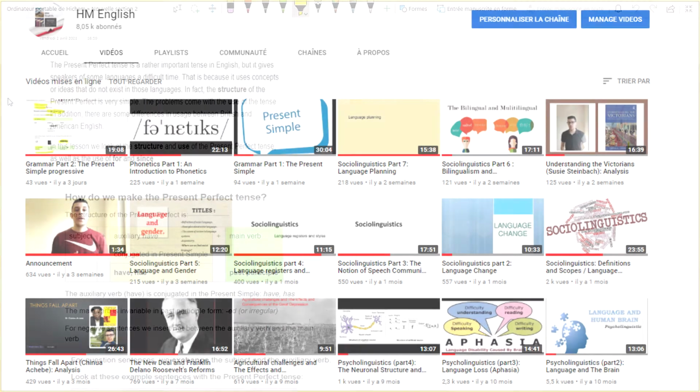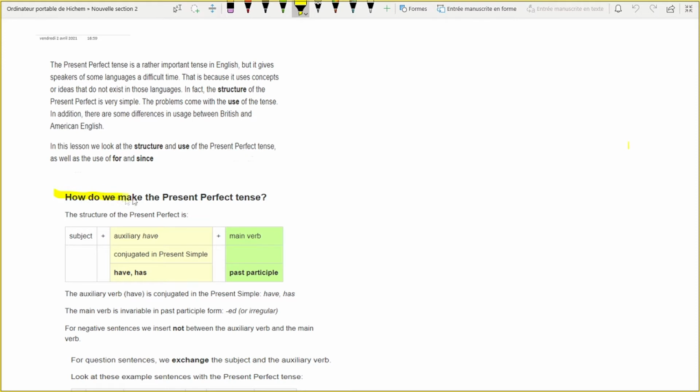That being said, we shall start with the present perfect tense. So, how do we make the present perfect tense? This is very important. When we say how do we make the present perfect tense, it means we're talking about the structure. Okay? So the structure is quite straightforward.